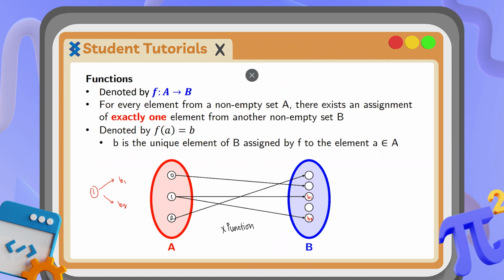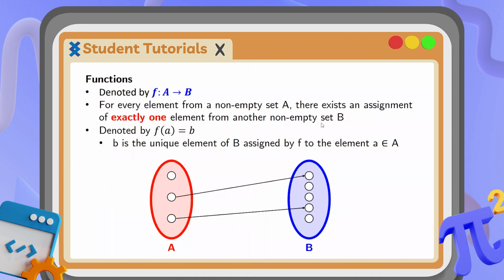So for the next example, we will have something like this. Here we have element 0, 1, and 2 again. Element 0 does not map to any output. However, elements 1 and 2 map to exactly one output in B. So since 0 does not map to any output in the set B, we can see that this one is not a function.